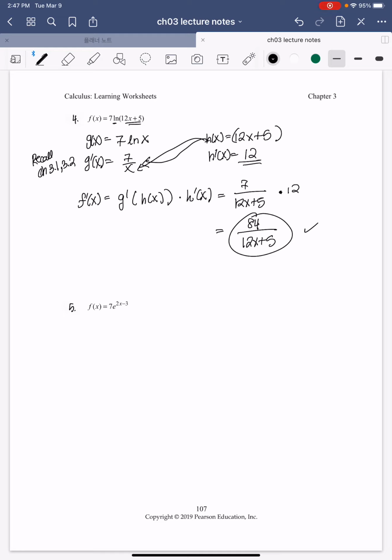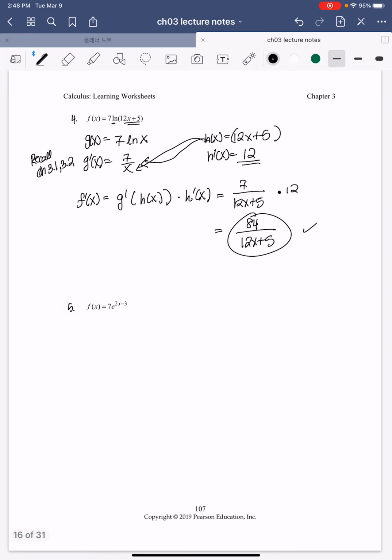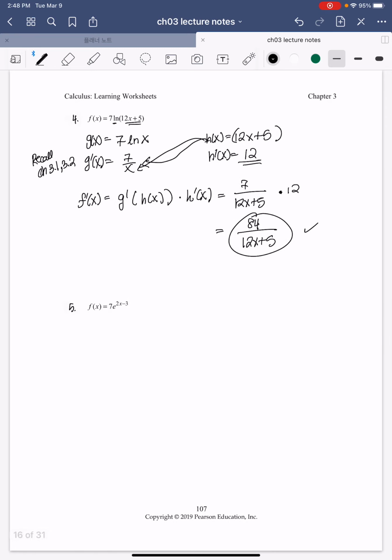So once you identify g and h, it's pretty simple. It's just practicing how to rewrite f as a composite function. One more, then the last practice, and then we go to an application problem. Now, this is a little bit difficult because I don't see parentheses. But there's some function. I see the e function and I see a 2x minus 3 function.